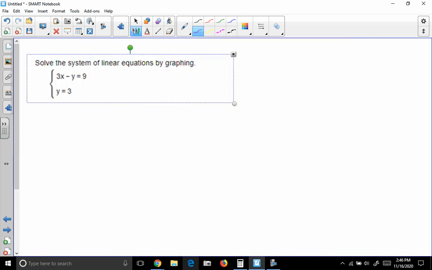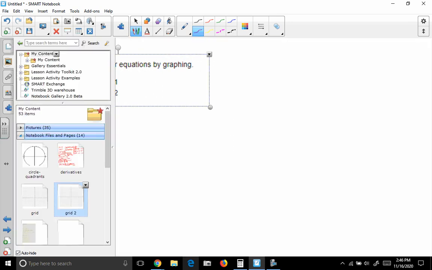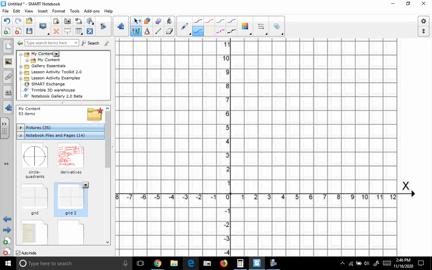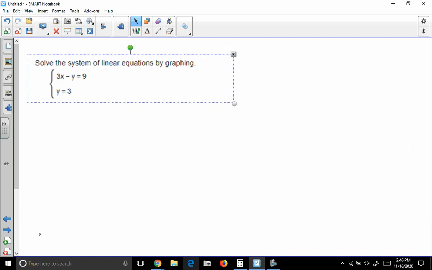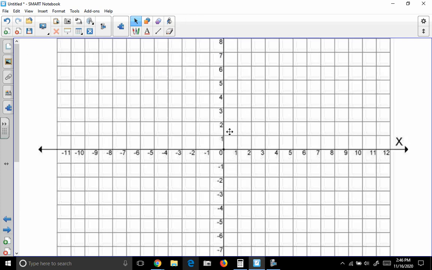All right, let's take a look at this one. Let's graph it. So let's start out graphing y equals 3. Y equals 3 is a horizontal line at 3. Y equals 3 every time, we're up 3 points. So this is the equation.